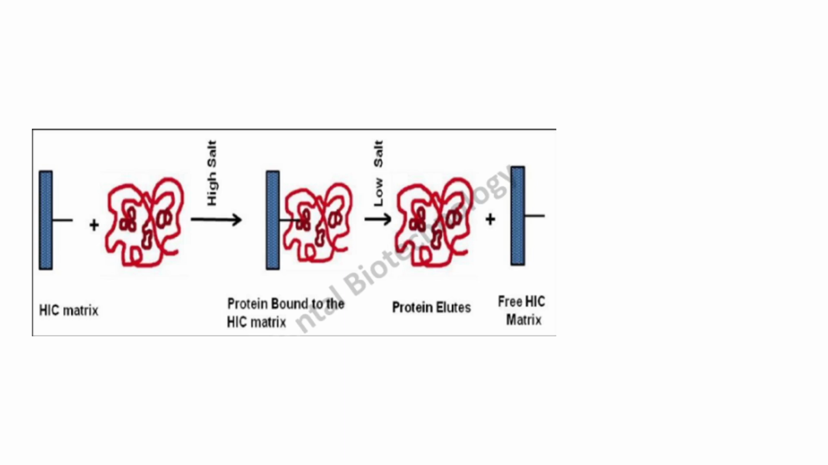So what is happening? We have the hydrophobic matrix. This matrix has hydrophobic groups, and our proteins have hydrophilic and hydrophobic groups, right? So what will happen? The hydrophobic patches of our protein at a high salt concentration will be exposed. So at a high salt concentration, the hydrophobic patches are exposed and they bind to the column. When we add high salt to the protein, the hydrophobic patches are exposed, and that is how they can bind to the column.